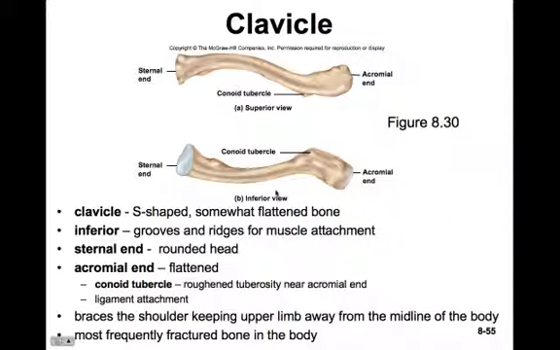Here's a closer look at the clavicle. The sternal end and the acromial end. We'll see towards the acromial end a coronoid tubercle. The sternal end also has a rounded head, and the acromial end has a flattened head, so you can tell the two apart that way. The clavicle functions to brace the shoulder and keep the upper limb away from the midline of the body. It's the most frequently fractured bone in the body.